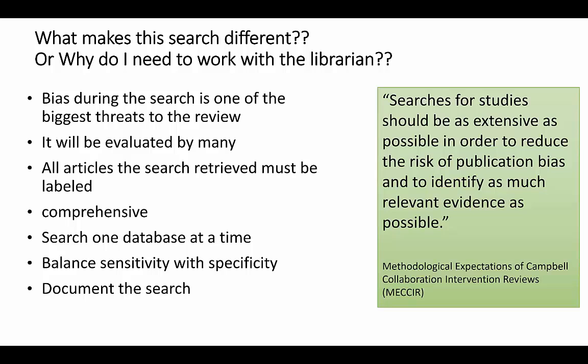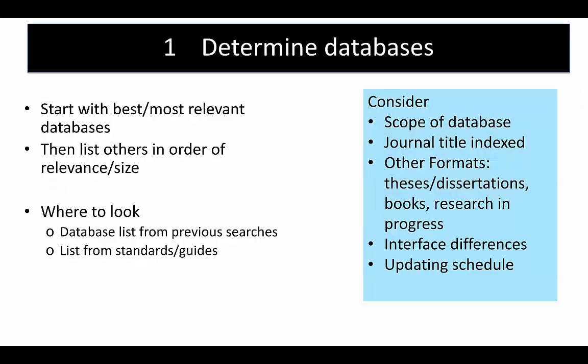I put this quote here from the methodological expectations of Campbell, and the Cochrane has a very similar quote. It says, searches for studies should be as extensive as possible in order to reduce the risk of publication bias and identify as much relevant evidence as possible. That's what I always have in the back of my mind. But of course, it's always that balance: do they have time to go through 10,000? So it's a little bit of an art.